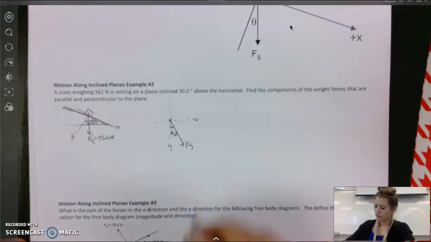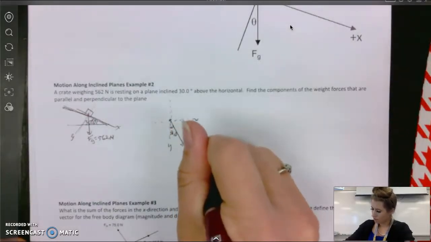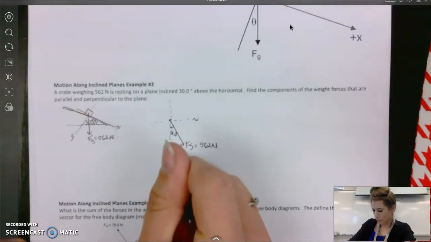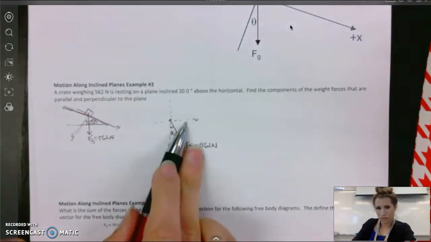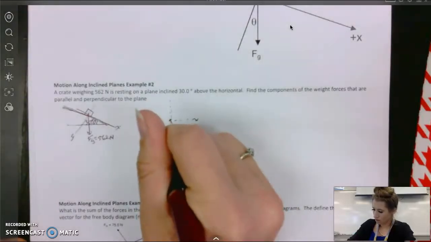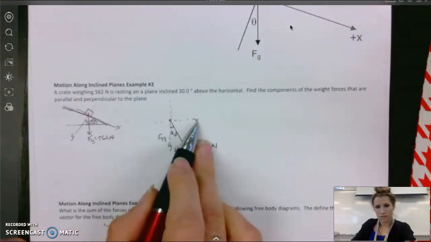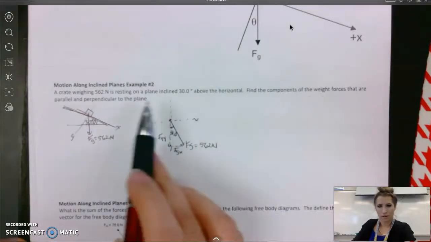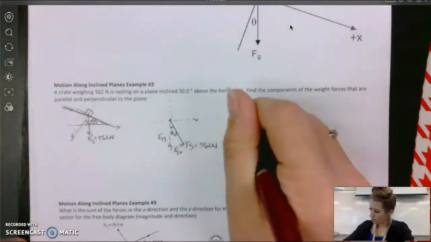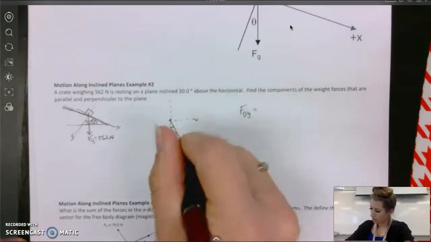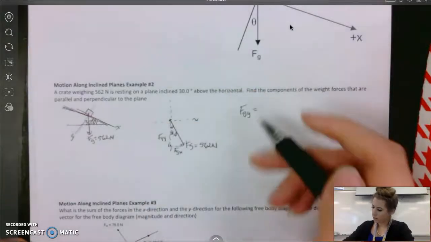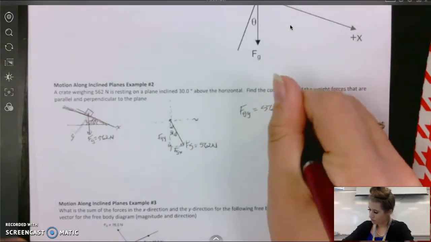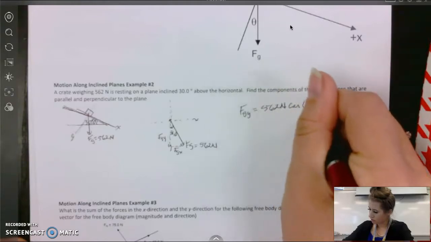Okay. We know that force due to gravity is 562 newtons. If we figure out the force due to gravity in the x, that's parallel to the plane. And if we find force due to gravity in the y, then that's perpendicular to the plane. Okay, so that's how we can figure out the components of weight force that are parallel and perpendicular to the plane. So force due to gravity in the y, well, that's adjacent to that angle. And so that would be the hypotenuse, 562 newtons, cosine 30.